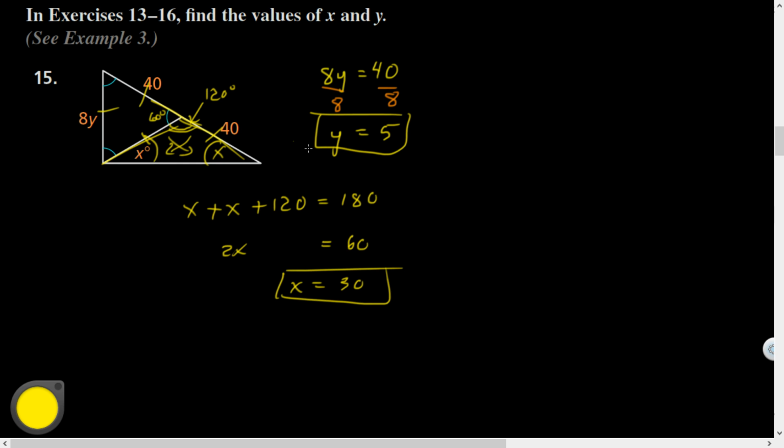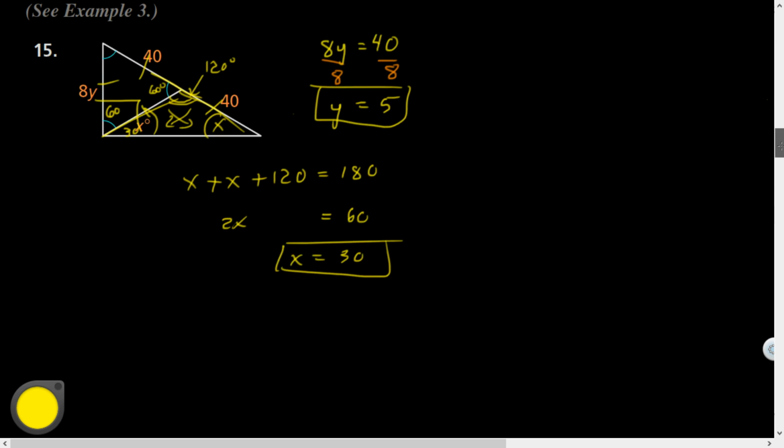You guys agree? And if this is 30, and that is 60, then that is, it did end up being a right angle. But you would have needed some more proof before you could have just jumped to that conclusion.